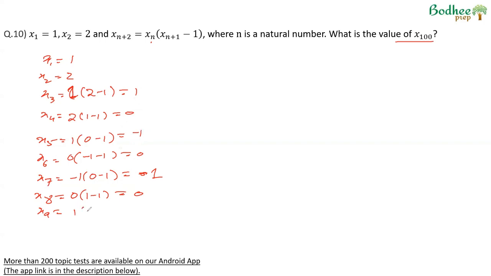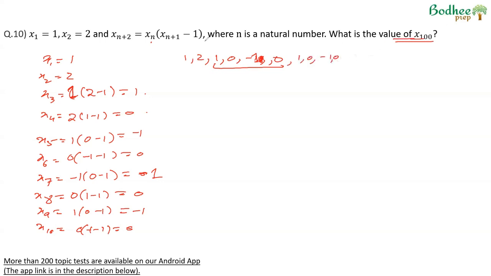So x9 will be x7 into x8 minus 1, which is minus 1, and x10 therefore will be 0. So the pattern repeats. x1 is 1, then we have 2, then we have 1, 0, minus 1, 0, minus 1, 0, and then these four numbers will repeat: 1, 0, minus 1, 0, and so on.